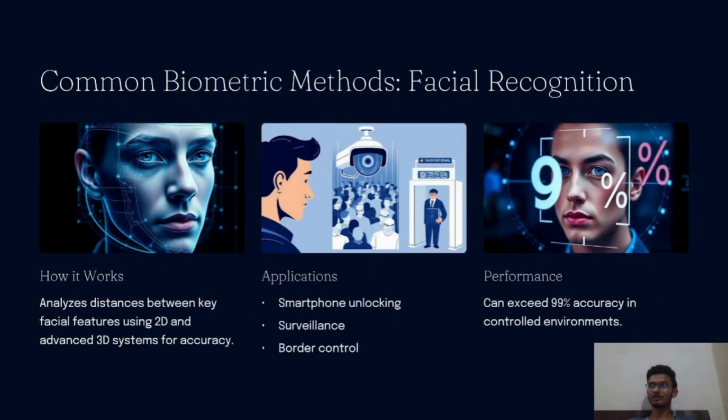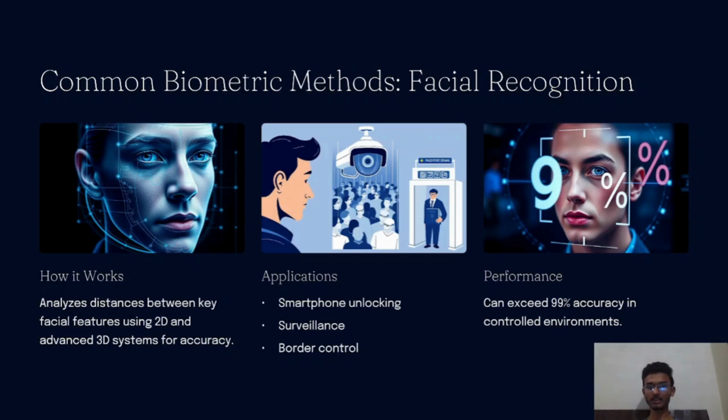Now we are discussing facial recognition and how it works. First of all, it will check your face, analyzing the distance between key facial features using 2D and advanced 3D systems for accuracy. Whenever you see your mobile phone camera open, it means it is unlocked with your face. How does it work?